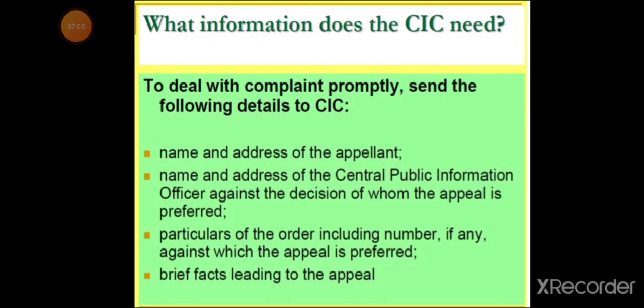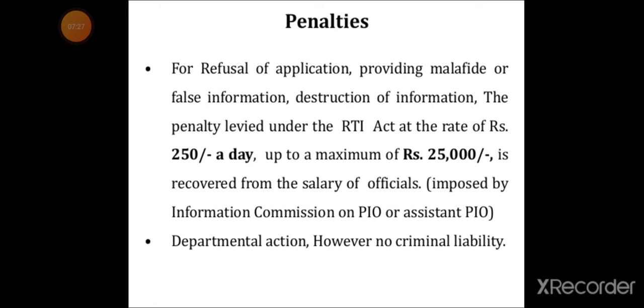What information does the CIC need? To deal with the complaint promptly, send the following details to CIC. Name and address of the applicant, name and address of the Central Public Information Officer against the decision of whom the appeal is preferred, particulars of the order including number, if any, against which the appeal is preferred, brief facts leading to the appeal.